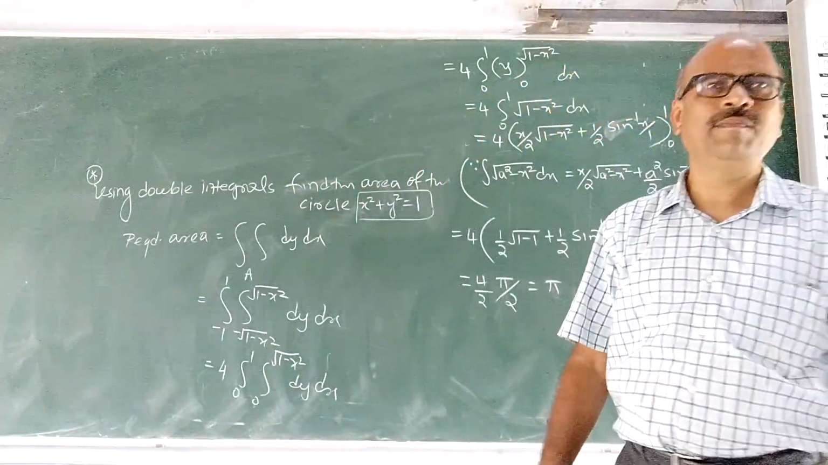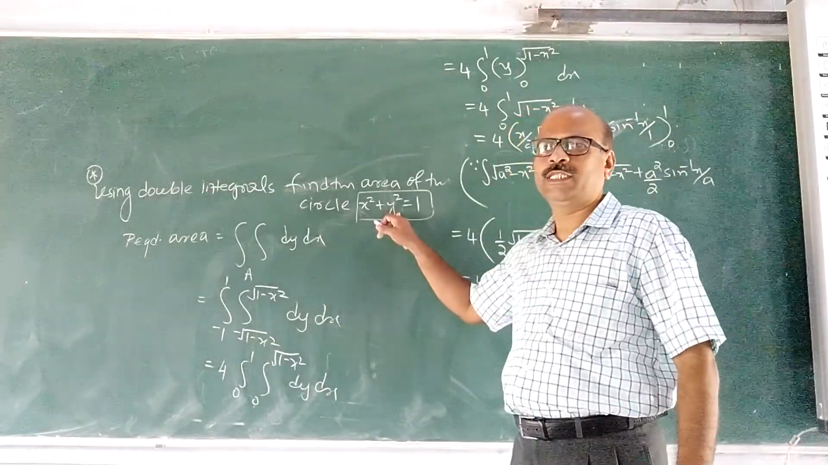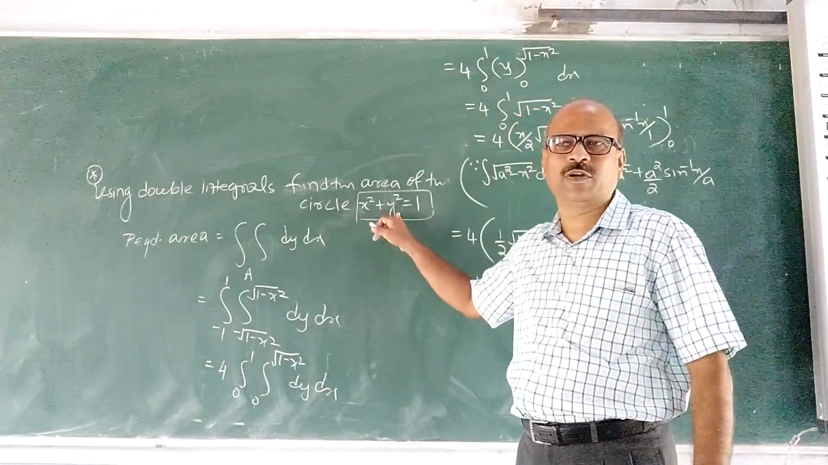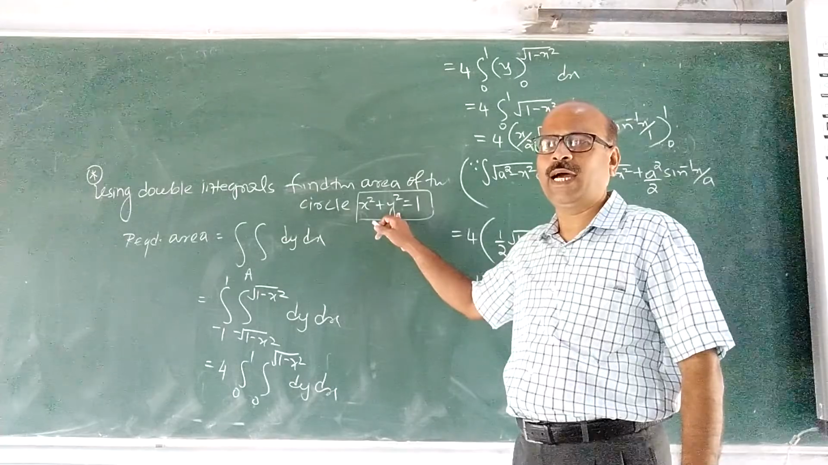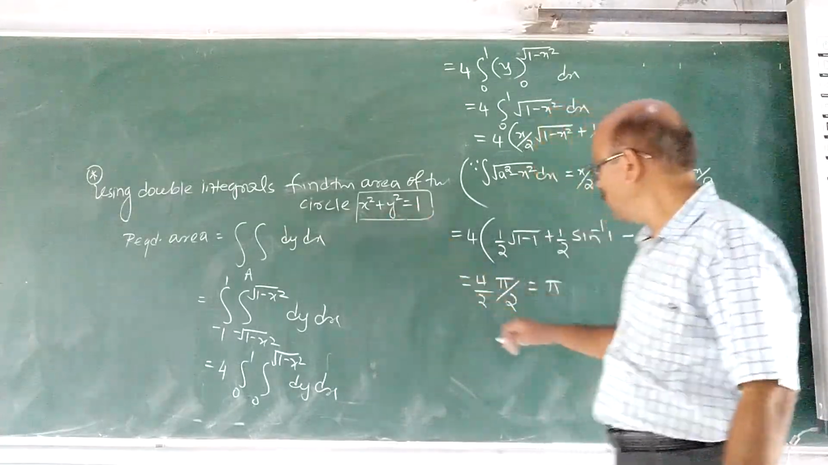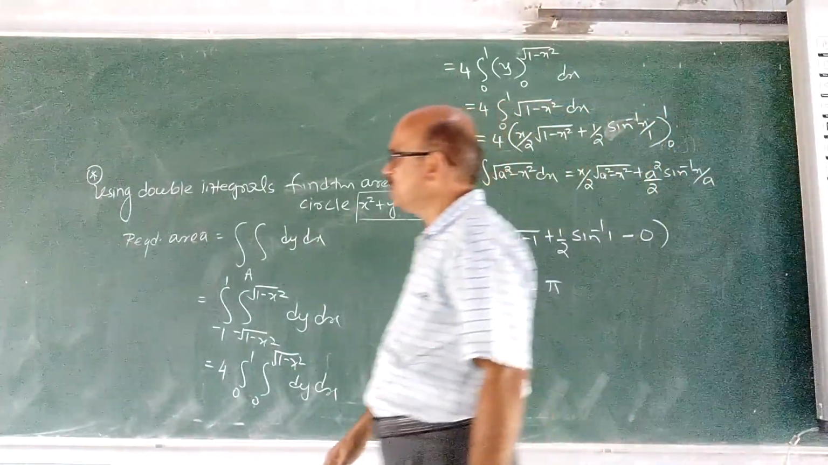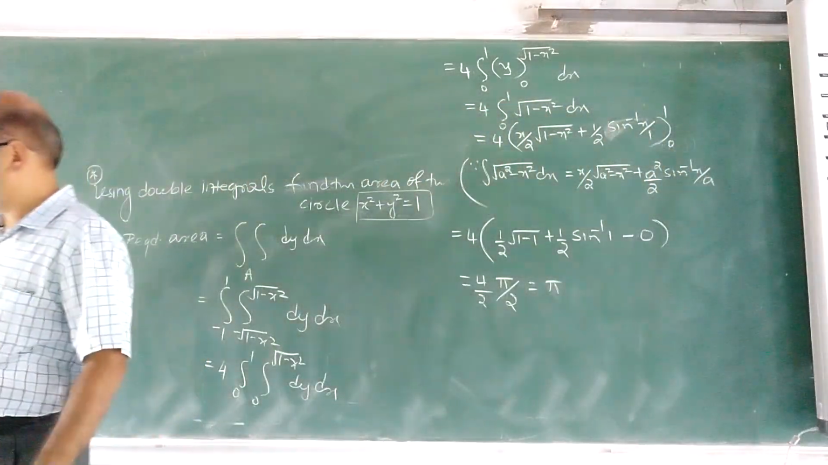What is the circle? X square plus y square is 1. It is a standard formula. What is the area of the circle formula? Pi r square or pi a square. What is a? 1. So pi into 1 square is pi. Area of the circle is pi.